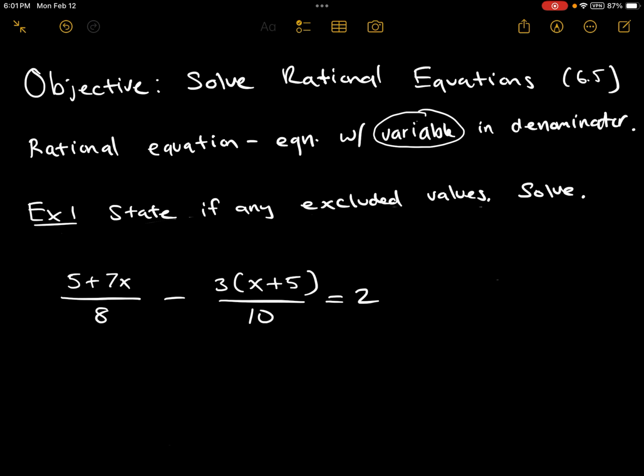State, if any, excluded values. And over here, I'm going to abbreviate excluded values in the notes as EVs. Okay, and your excluded values are anything that makes your equation have a denominator of 0. And so if you take a look at this very first problem, this is actually a linear equation, right? Remember the definition of a rational equation is that the variable has to be in the denominator. So this is actually linear, okay?